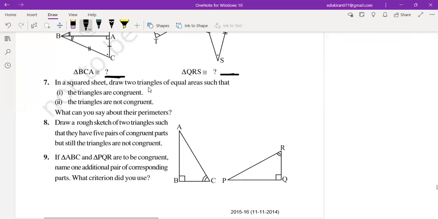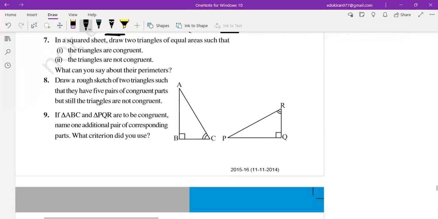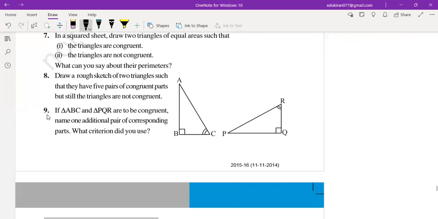Now, in a square sheet, draw two triangles. Okay, no need to do this. Okay, do this one. If triangle ABC and PQR are to be congruent, name one additional pair of corresponding parts. What criteria do you use? Clear? Corresponding parts, right? Additional corresponding part. So first, if ABC and PQR are to be congruent, they are congruent. We have to name one additional pair apart from what is given over here.